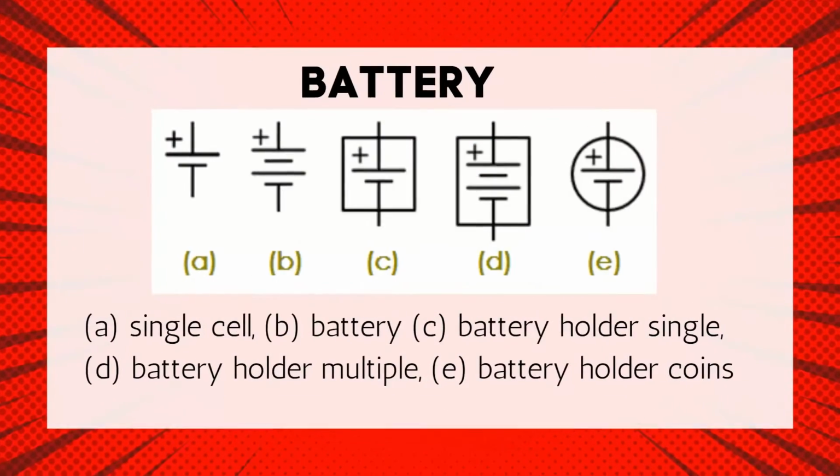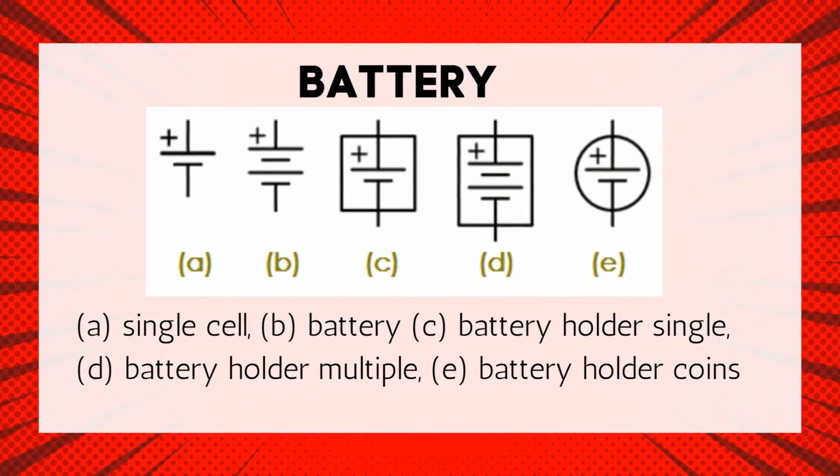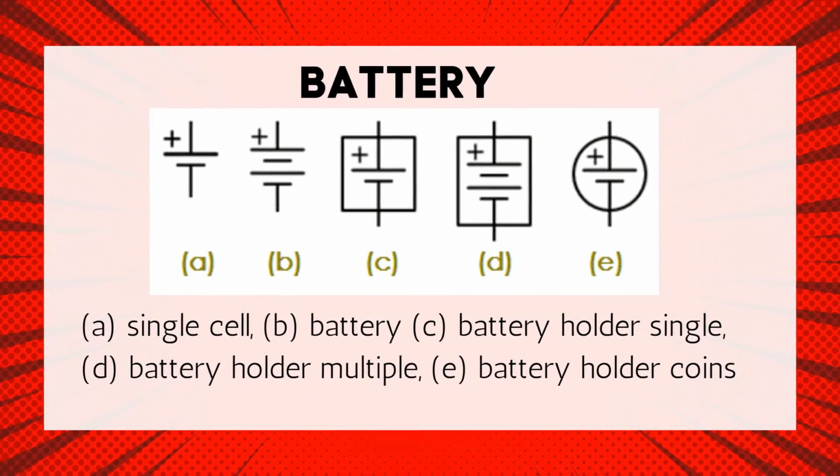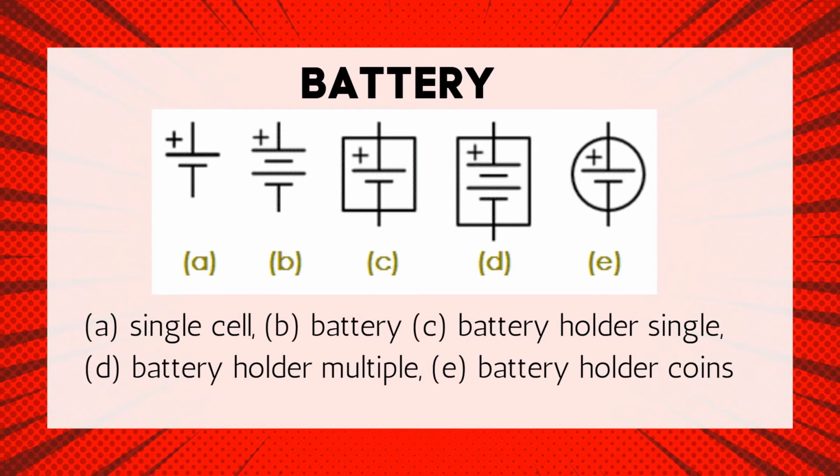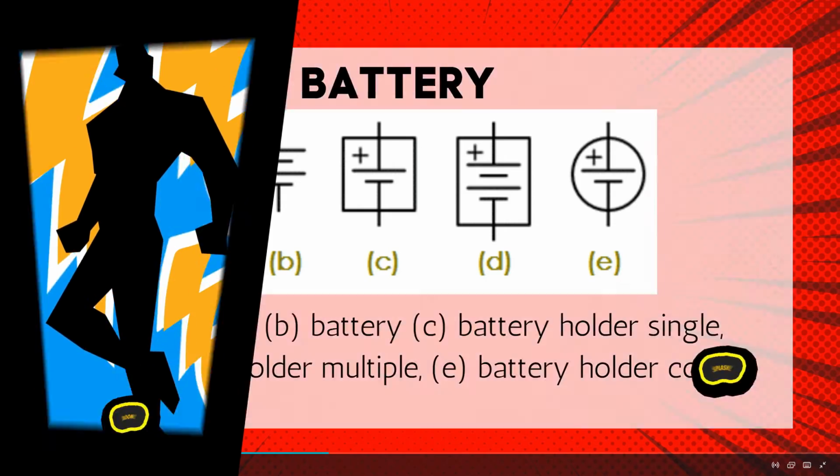In the example, A is a single cell, B is a battery, and C is a battery holder single, D is a battery holder for a multiple, and E is a battery holder coin. So, it has a different type of illustration depending on what kind of battery you are using in your illustration.